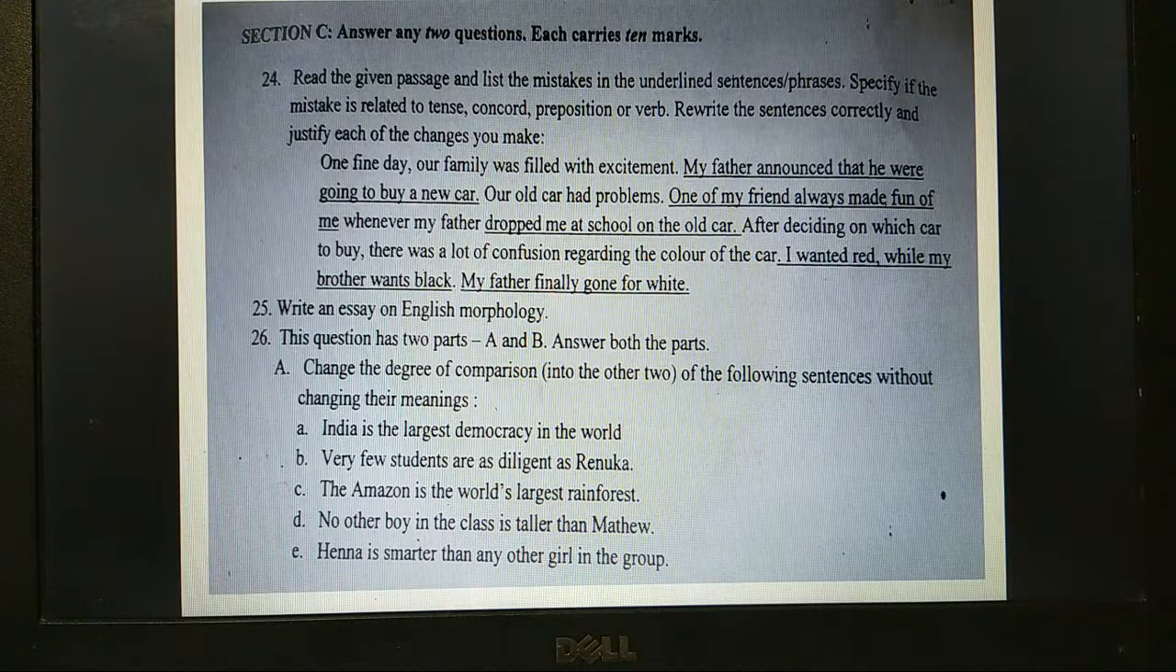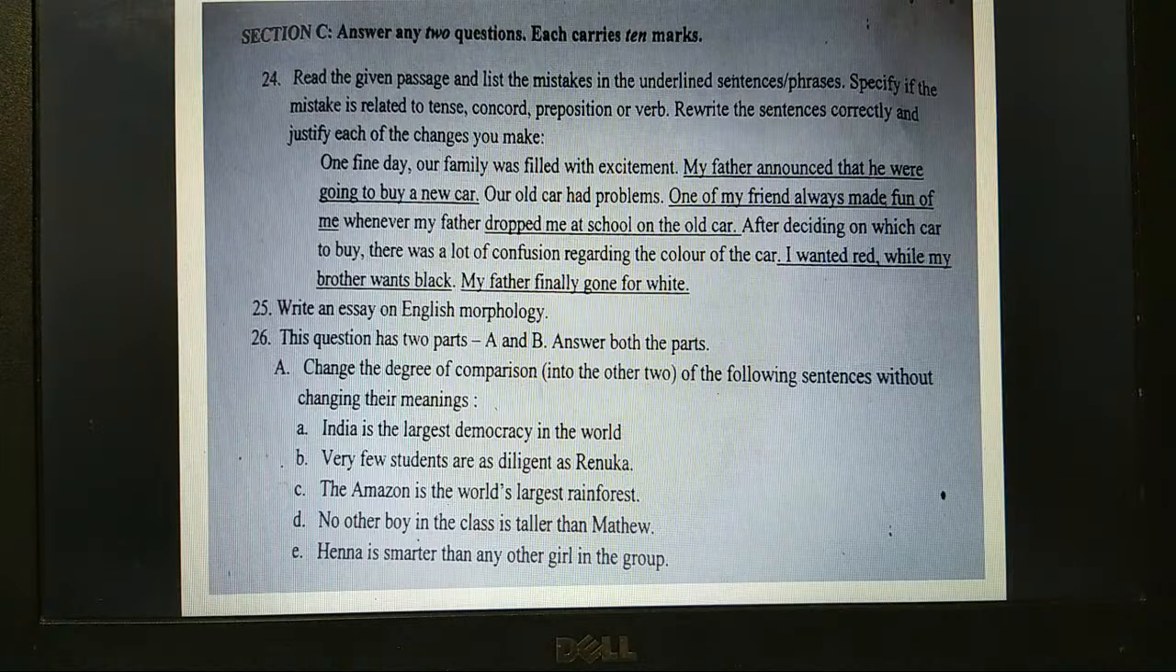Renuka is more diligent than many other students. Renuka is more diligent than any other student, or Renuka is more diligent than many other students. Next is superlative. Renuka is the most diligent student.